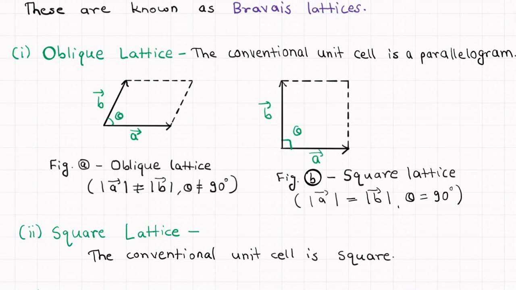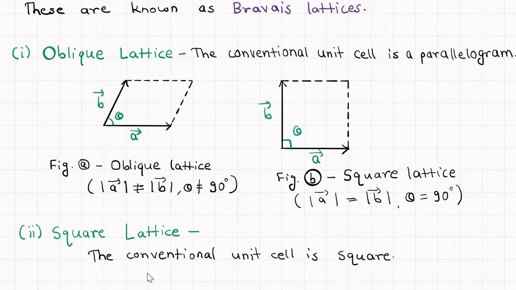First one is oblique lattice. Oblique lattice is shown in figure A. In this type, vector A is not equal to vector B and the angle between vector A and vector B is different from 90 degree or 120 degree. In this lattice, the conventional unit cell is a parallelogram as shown in figure A. So, this is the oblique lattice.